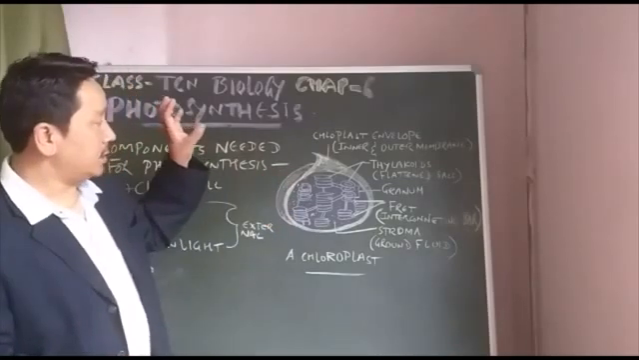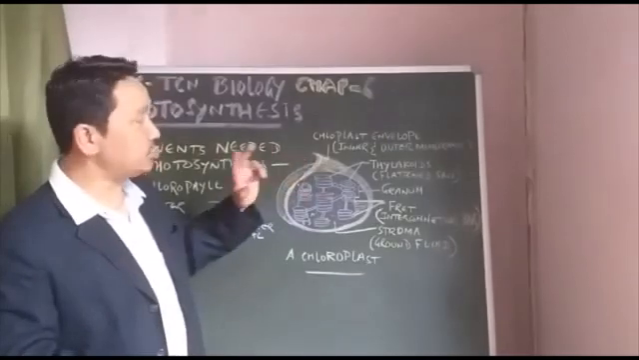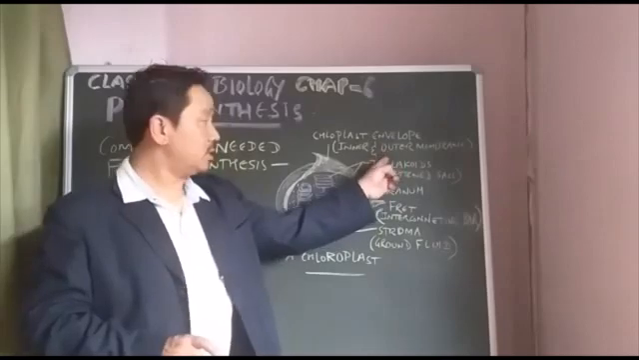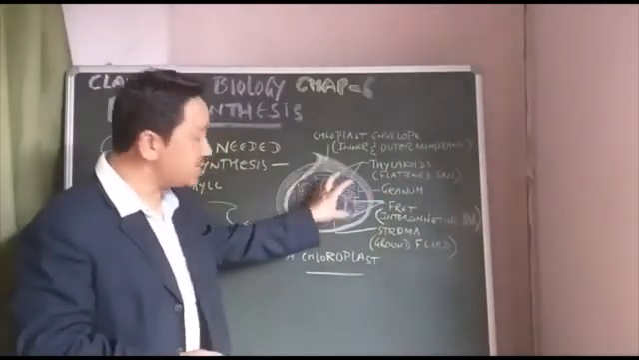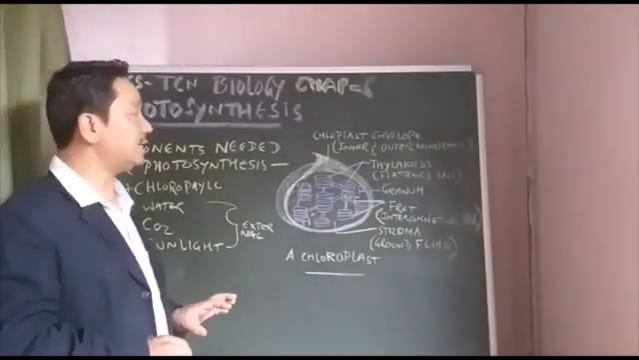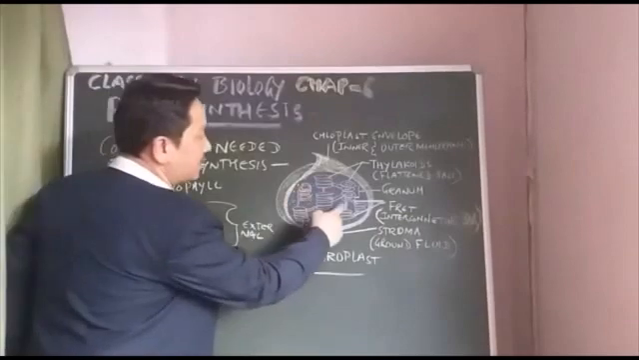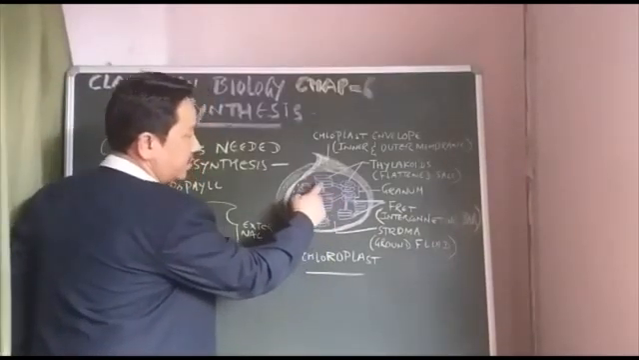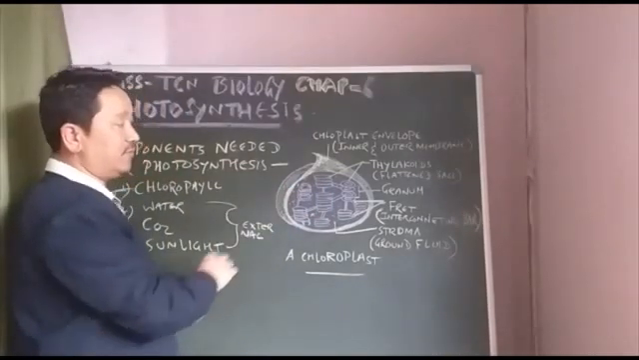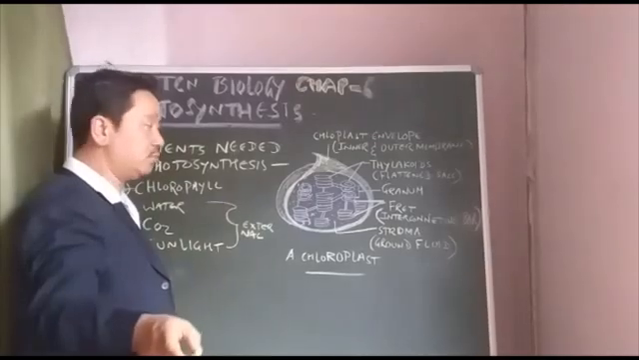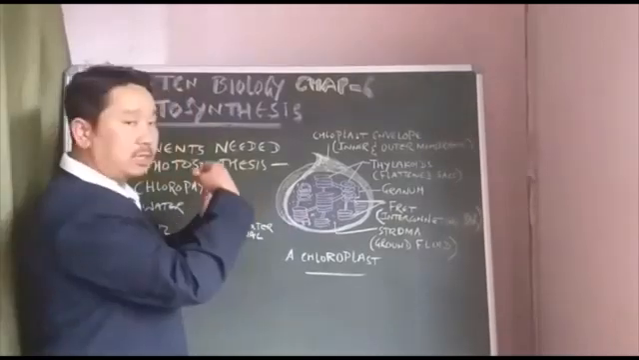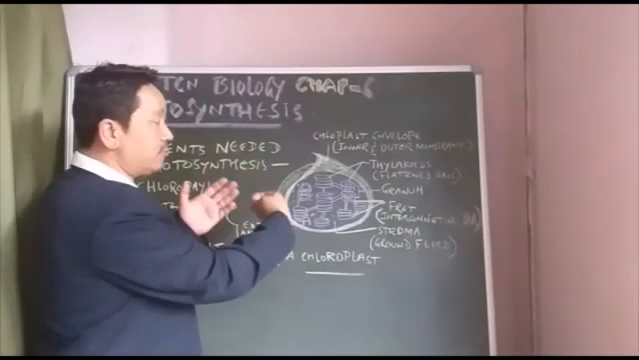It has two membranes, which I've already told you, the inner membrane and the outer membrane. The interior region of the chloroplast contains a number of thylakoids, the flattened sacs you see here in the diagram. If it is not clear on the board, you can see the book also, where it is clearly given. The flattened sacs are arranged one above the other.